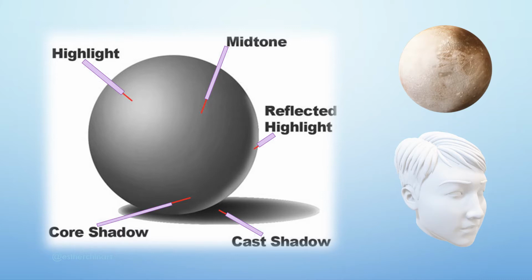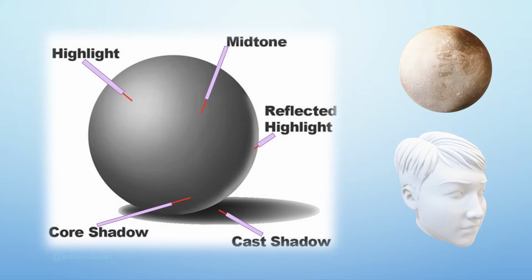So this is a form, a sphere. As you can see, the highlight is the area where light is hitting the object directly. So you can think about it like there's a light source and it's hitting the object. So it's a lot lighter and more white. The midtone is the middle value of the local color of the object. And then you have the core shadow, which is the area that is shaded on the object, right?